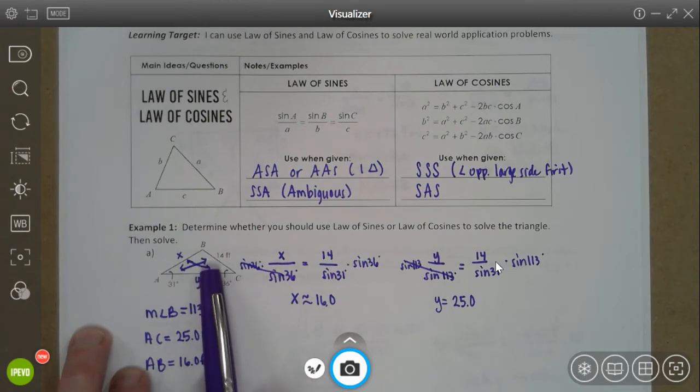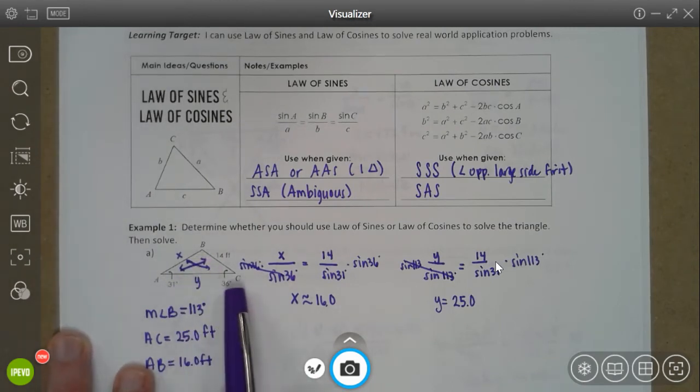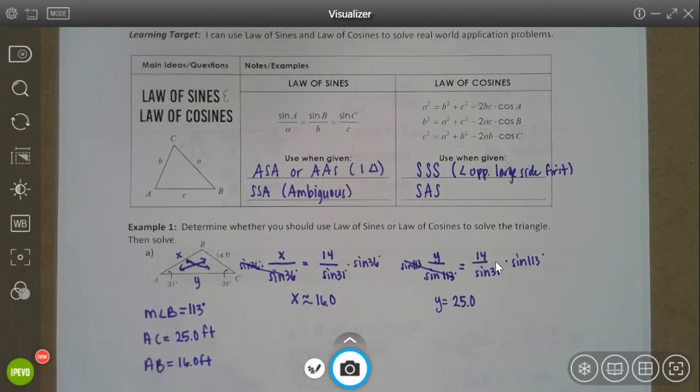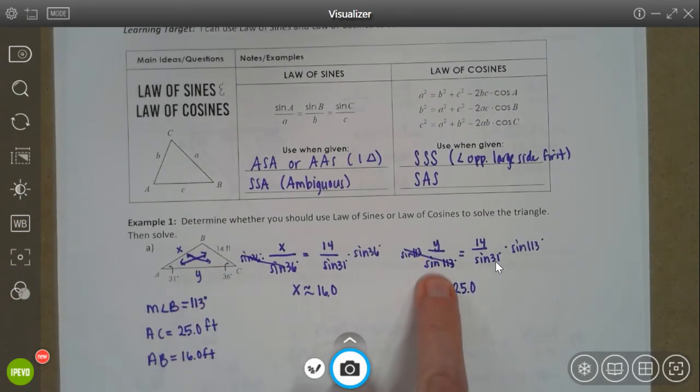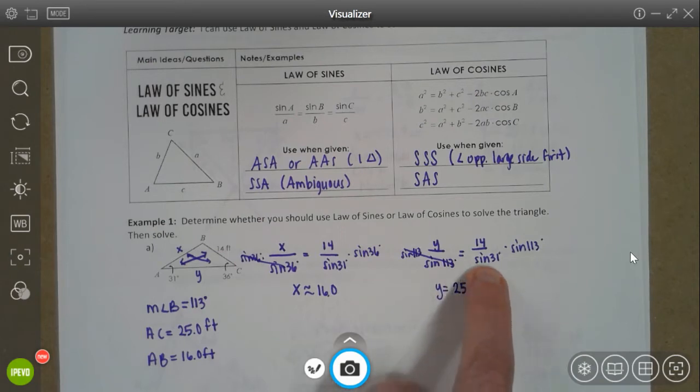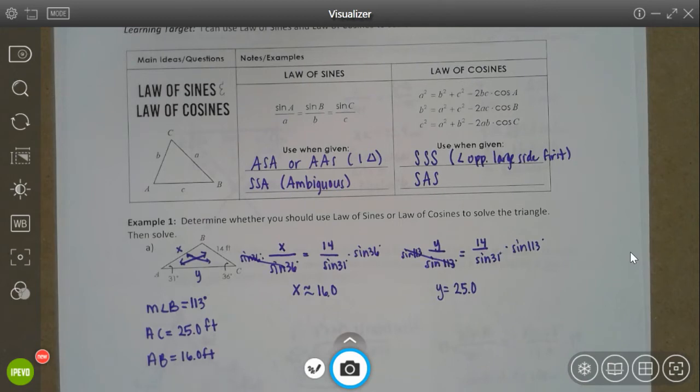In order to get y, I needed the angle opposite that, which was angle B. So I went back to my good old friend, the triangle sum theorem, and I know that all three angles in a triangle add up to equal 180. I added up the two angles they gave me, subtracted from 180, and found out angle B was 113. So now that's my opposite angle from y. I said y over sine of 113 equals 14 over sine of 31 degrees, and again multiplied both sides by the sine of 113 degrees to clear the fraction, and found out y was about 25. So that meant side AC was 25 feet.